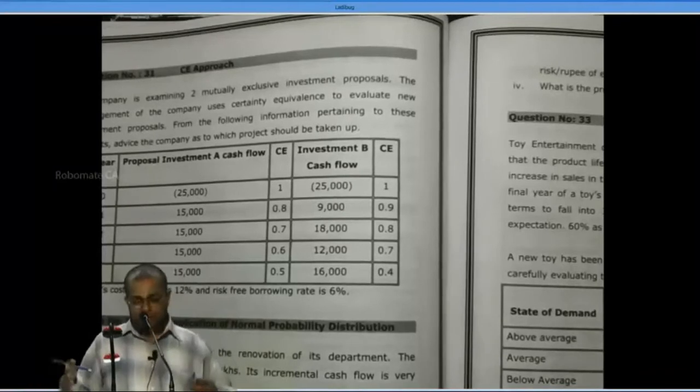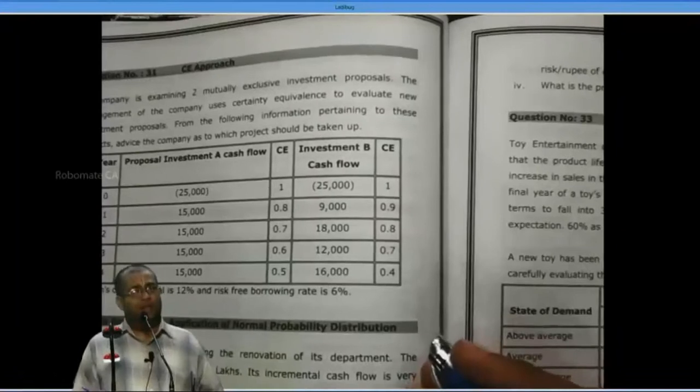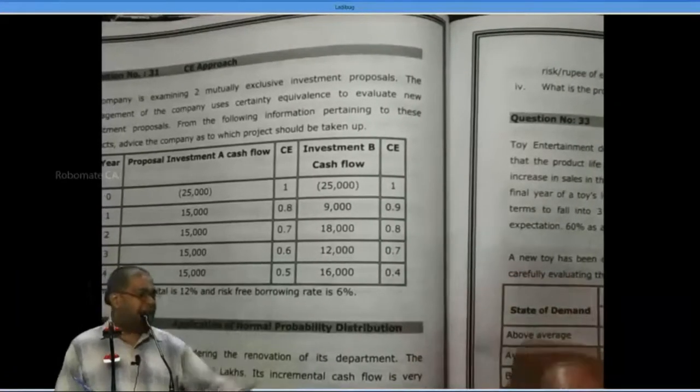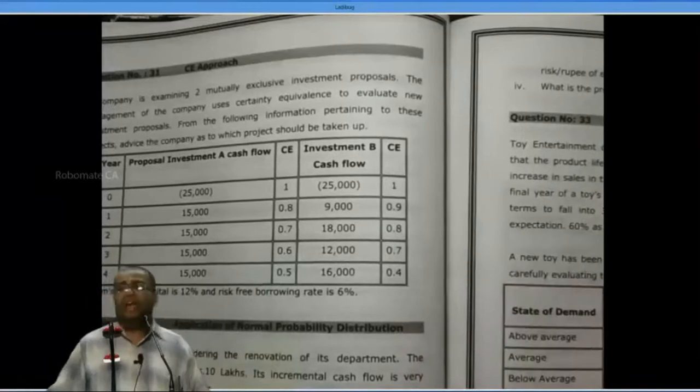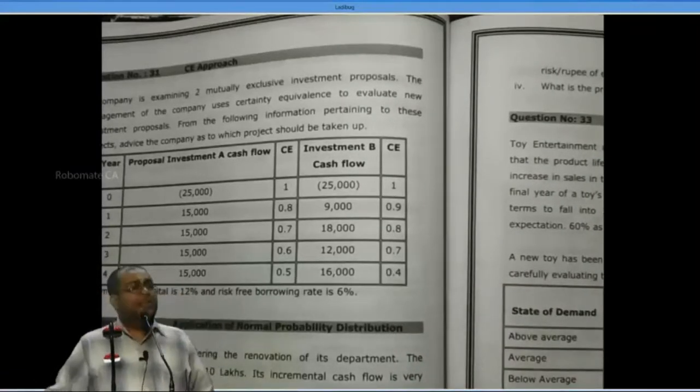So it is 15,000, 80% certain, which is as good as 12,000, 100% certain. Some way of saying it. I can say when I multiply a cash flow with the certainty equivalent factor, I convert the uncertain cash flow into certain cash flow. The management believes that surely it is worth 12,000, 100% certainty. Are you following or not?